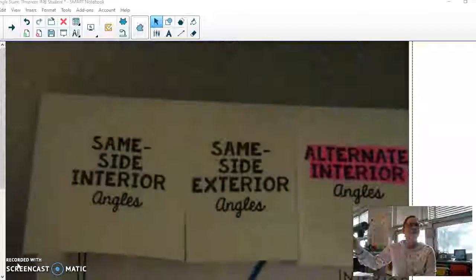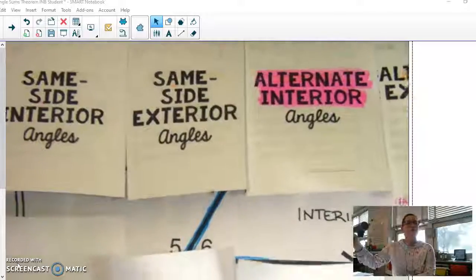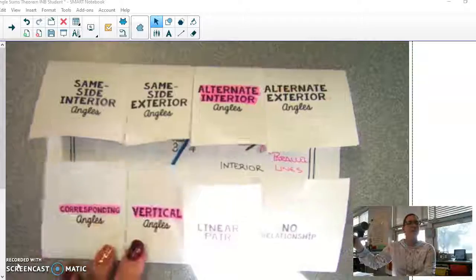Hi everyone. Today's video is going to talk about parallel lines and transversals. So we're going to look at our foldable today that you're going to be putting together.